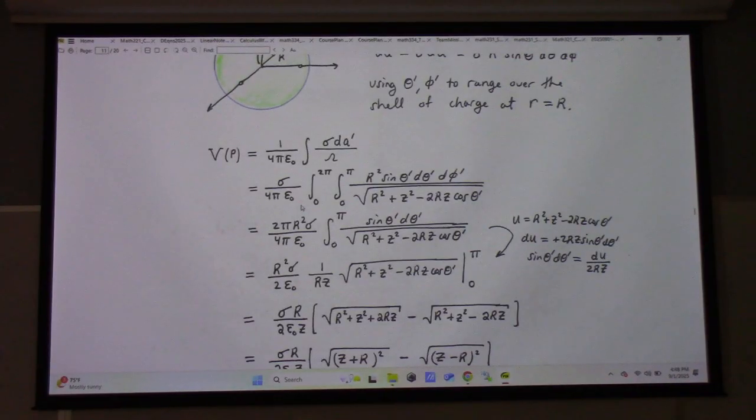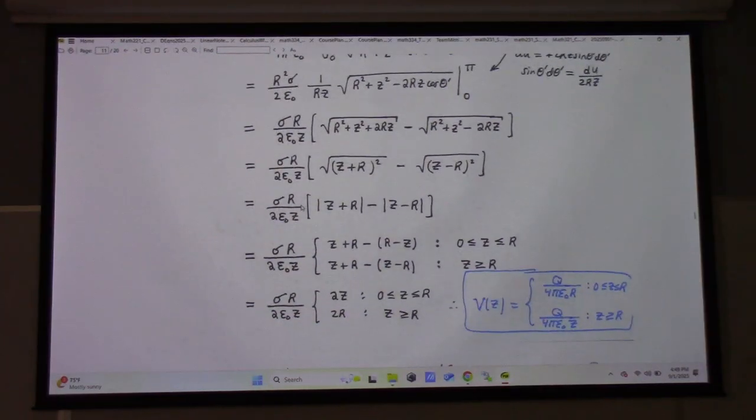Well, it's kind of cool what happens. When you evaluate from 0 to pi, you get this or that, which are respectively this or that, but that's the absolute value of z plus r, and that's the absolute value of z minus r. So depending on whether z is less than or greater than r, the absolute value will flip or flop. And so what happens here then is you either get, this is pretty cool. This calculation is pretty cool.